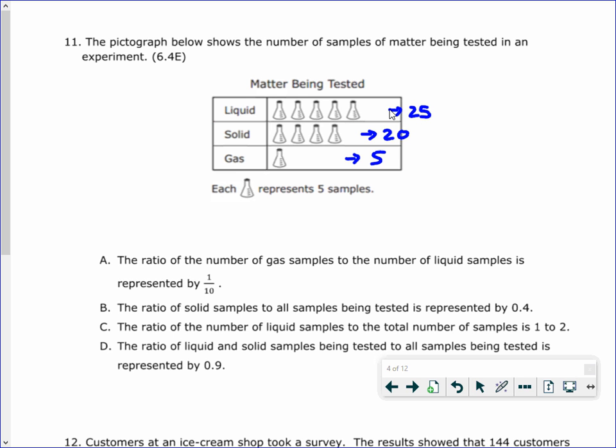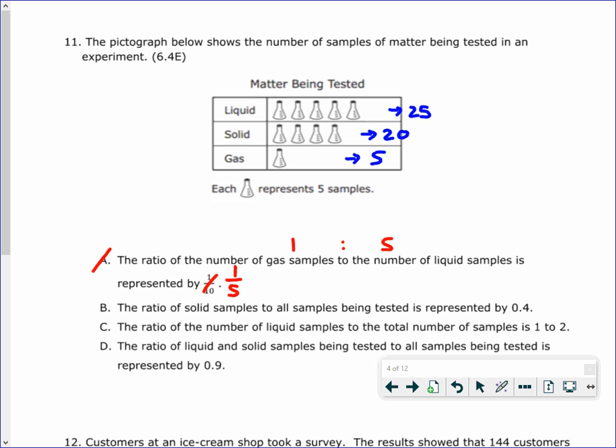The ratio of the number of gas samples to the number of liquid samples is represented by 1/10. So we're seeing which one of these is correct. It looks like we need to fix the question. I'll fix that here in a second. But for now, basically, which of these statements is true? The ratio of the number of gas samples to the number of liquid samples is represented by 1/10. Actually, gas is 1 to the number of liquid, which is 5. So that would be 1/5, not 1/10. So that one's wrong. Should be 1/5.